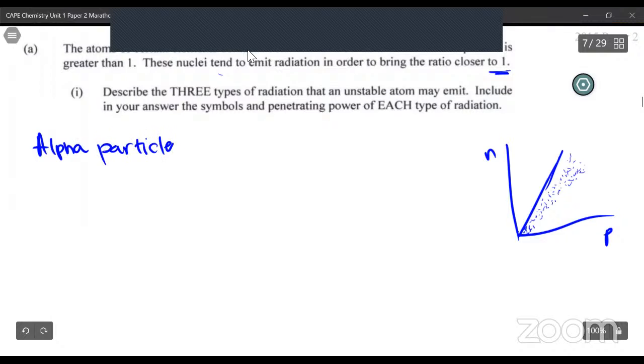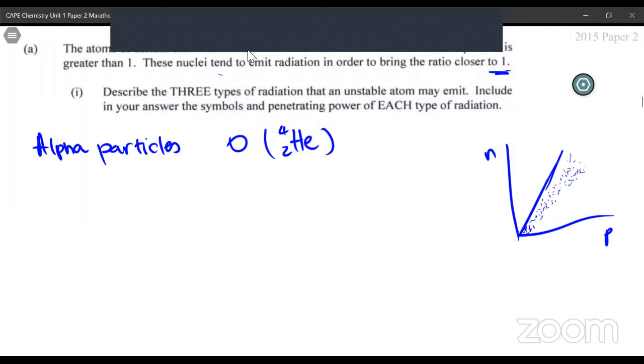The symbol for this looks somewhat like this, and looks like an A to me. Forgive me for my terrible writing. It's a helium nucleus with mass number 4 and atomic number 2. And the penetrating power, let's talk about that last.